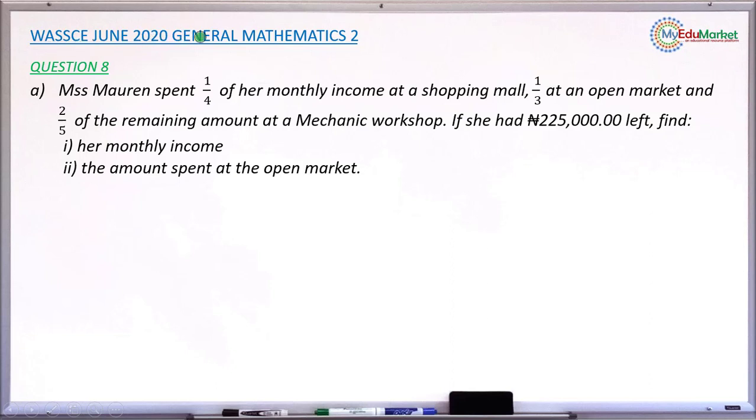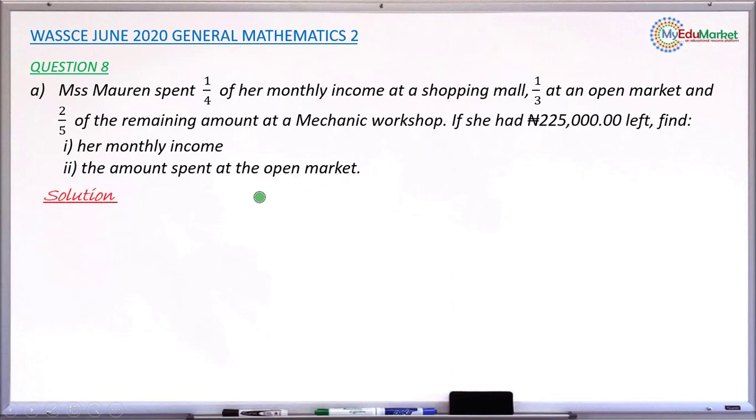This is WAEC June 2020 General Mathematics Paper 2, and we are answering question number 8A. The question says, Mrs. Maureen spent 1/4 of her monthly income at the shopping mall, 1/3 at the open market, and 2/5 of what remains at the mechanic workshop. If she had 225,000 left, find one, her monthly income, and two, the amount she spent at the open market. So let's attempt to answer this question together.